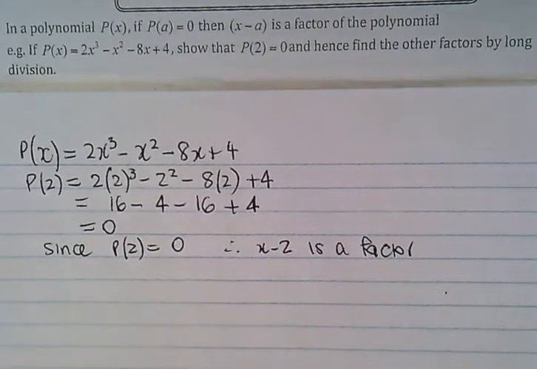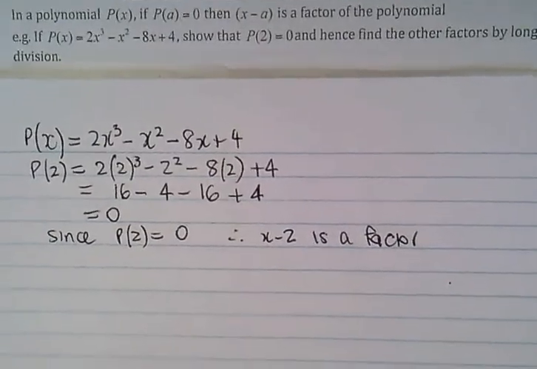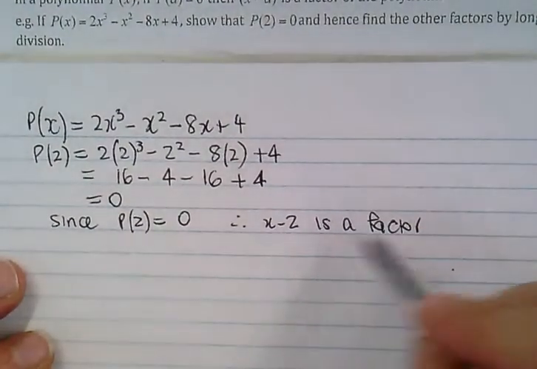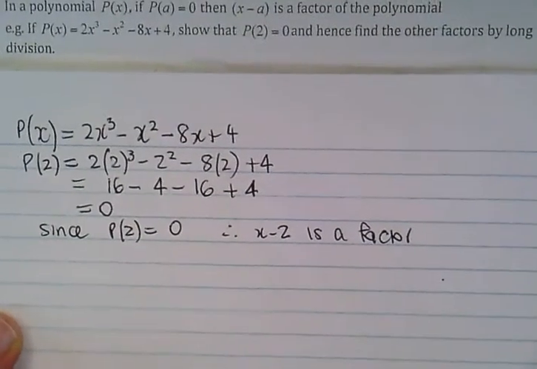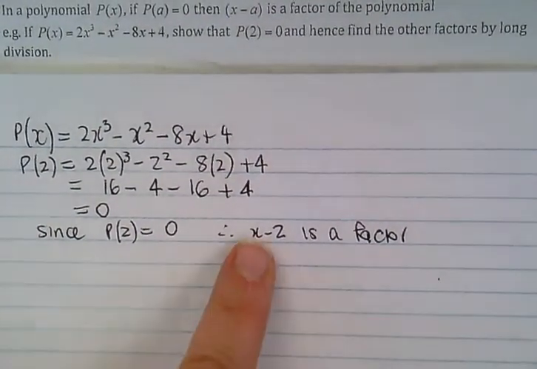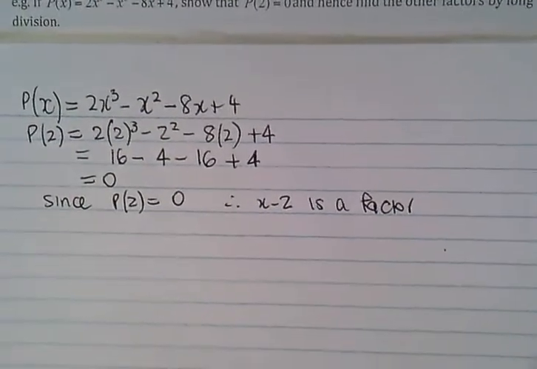A factor fits exactly. If I say to you, what are the factors of 36? You'll tell me 9, 4, 18, 2, because it goes into it exactly with no remainder. That's what a factor is, no remainder. So if you know that x minus 2 is a factor and you have to hence find the other factors by long division, we're now going to divide this x minus 2 into the polynomial by long division.